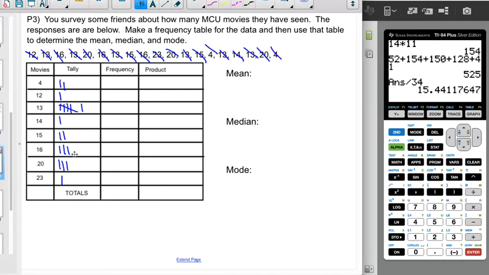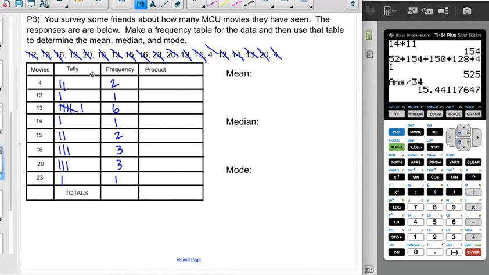Okay, so in terms of frequency, 2 people had seen 4 movies, 1 person's seen 12 movies, 6 people have seen 13 movies, 1 person saw 14 movies, 2 people saw 15 movies, 3 people saw 16 of the movies, 3 people saw 20 of the movies, and 1 person was killing it and saw 23 of the movies.